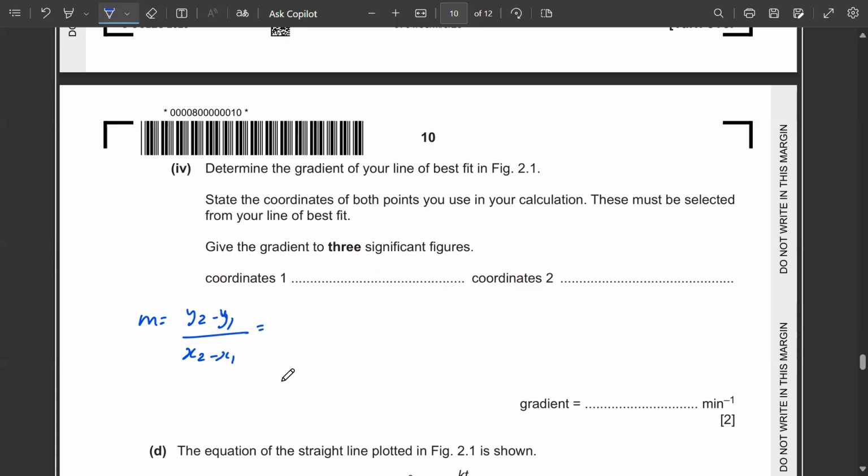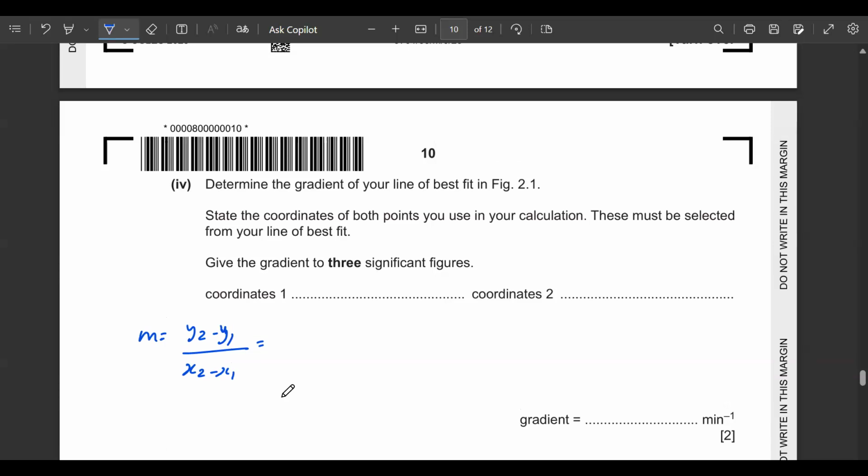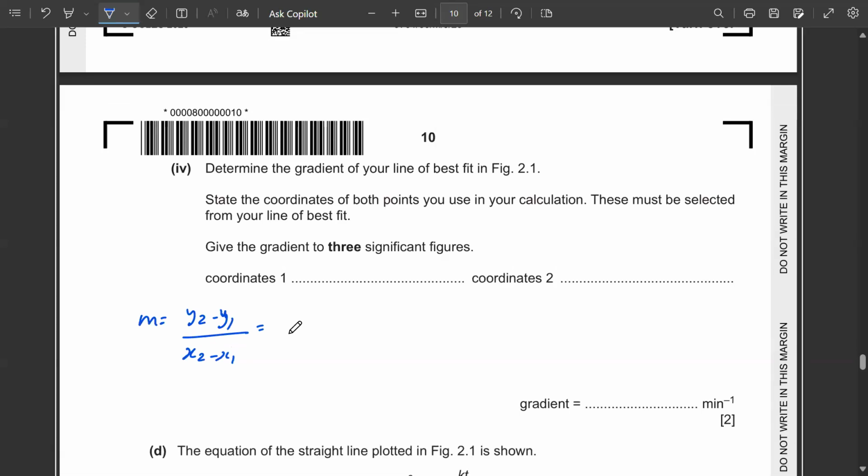Sir, for these types of questions, there's a range, right? Yeah, there exists a range. Okay. 5 and 1.467 is one point, and then the other one is 20 and 1.288.